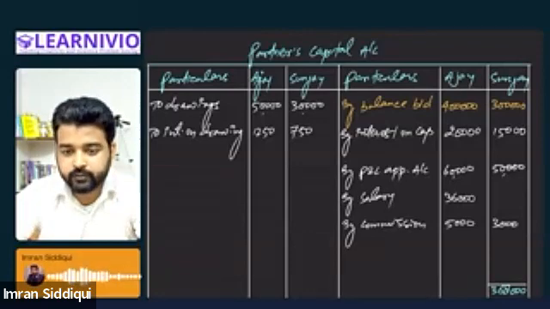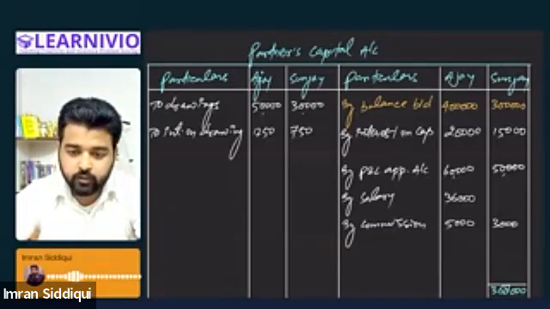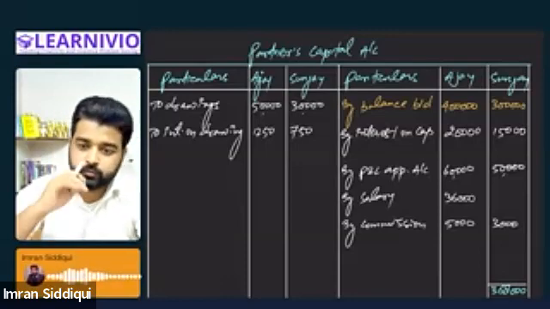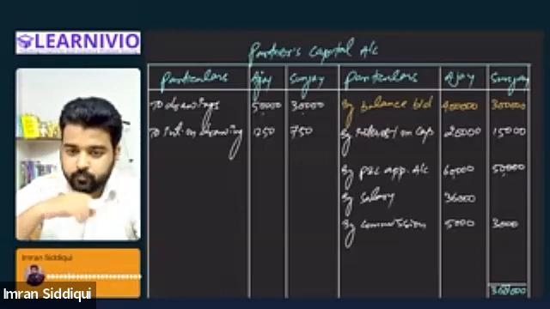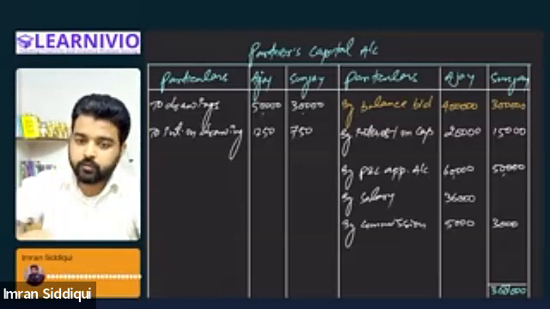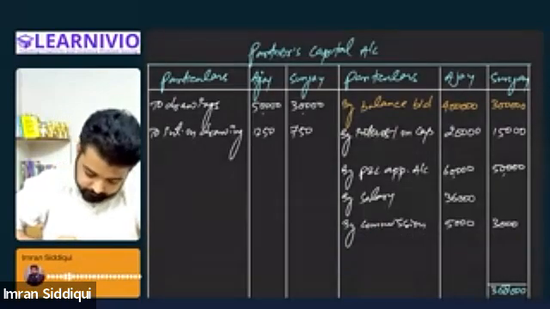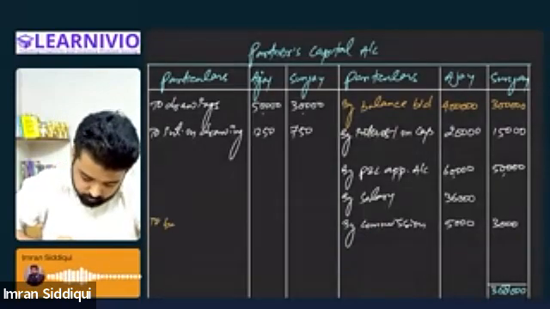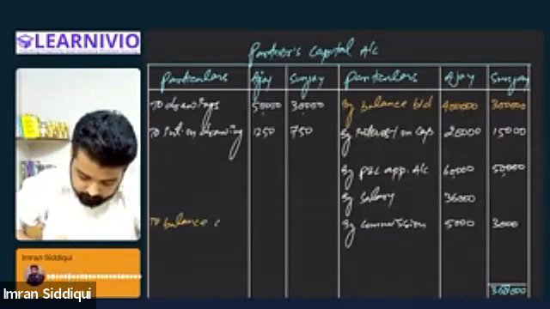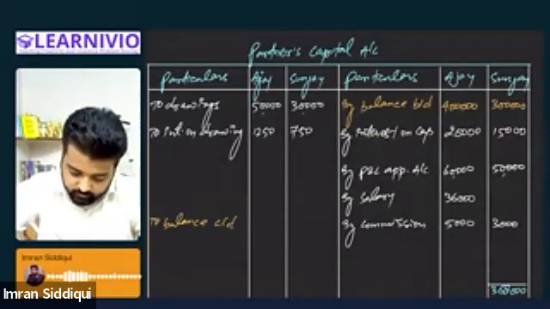3 lakh 68,000 minus 30,000 minus 750. So the closing balance c/d for Sanjay will be 3,37,250.